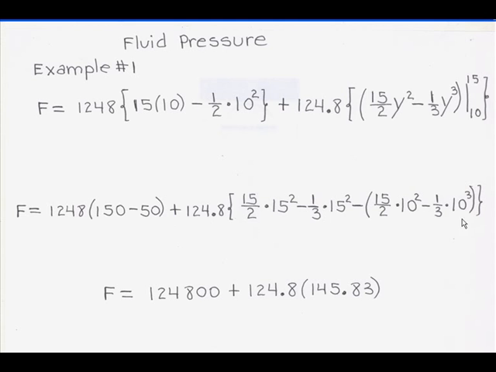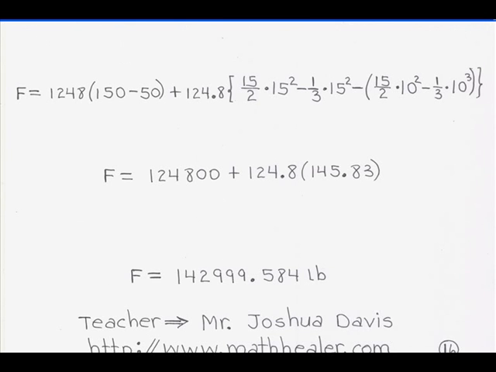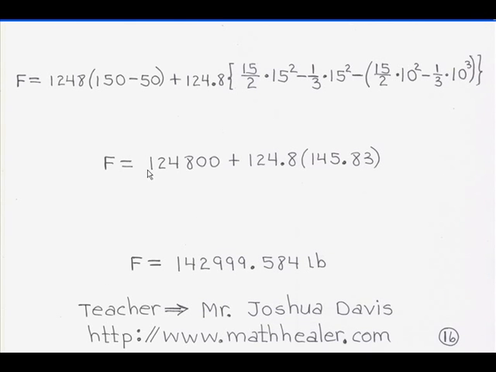After doing further simplification, we now have that F is equal to 124,800 plus 124.8 times 145.83. Finally, the total force on that wall is equal to 142,999.584 pounds.